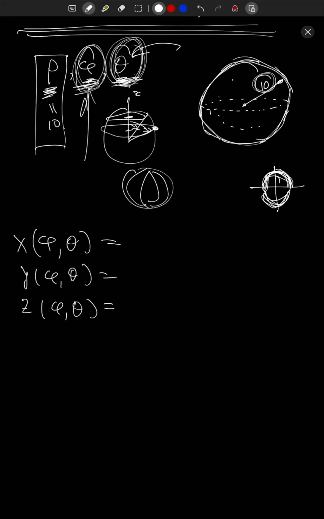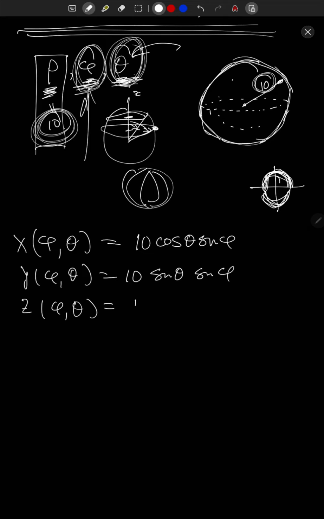So what are these going to be? We already know, because from the spherical coordinates section we learned the conversion from spherical coordinates to xyz coordinates. The conversion for x was rho cos theta sine phi. But here we're talking about distance equals 10 from the origin always, so rho is always 10, and the rest of it just stays the same. So x is 10 cos theta sine phi. y is 10 sine theta sine phi. And z was rho cosine phi, so 10 cos phi. Okay, so this is going to be my parameterization.